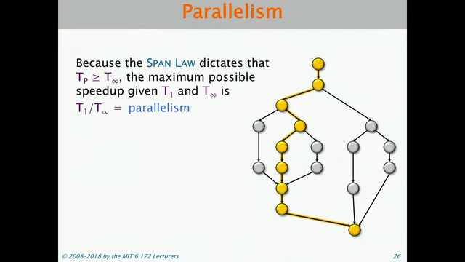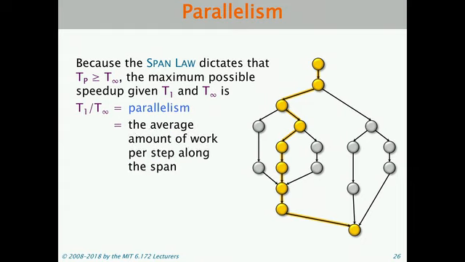So because the span law says that TP has to be at least T infinity, the maximum possible speedup is just going to be T1 divided by T infinity, and that's the parallelism of your computation. This is the maximum possible speedup you can get. Another way to view this is that it's equal to the average amount of work that you have to do per step along the span. So for every step along the span, you're doing this much work. And after all the steps, you've done all of the work.